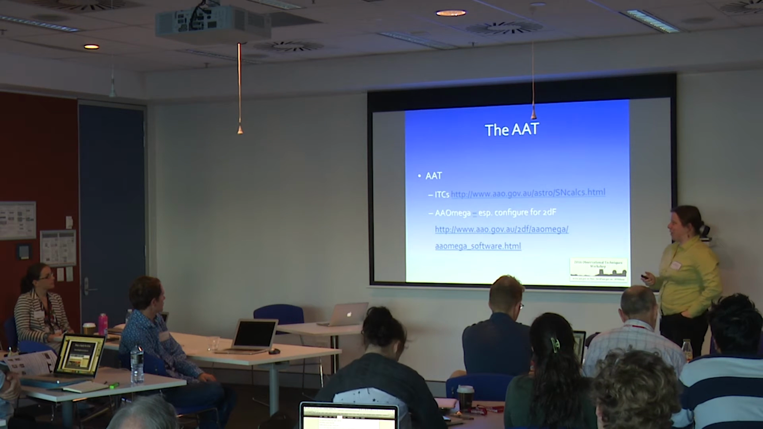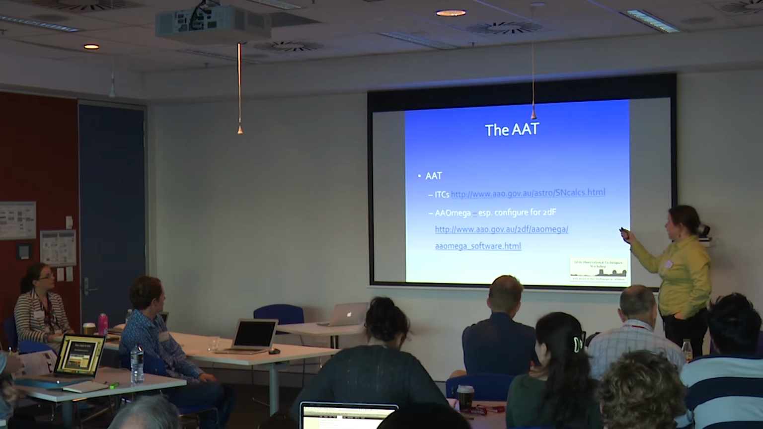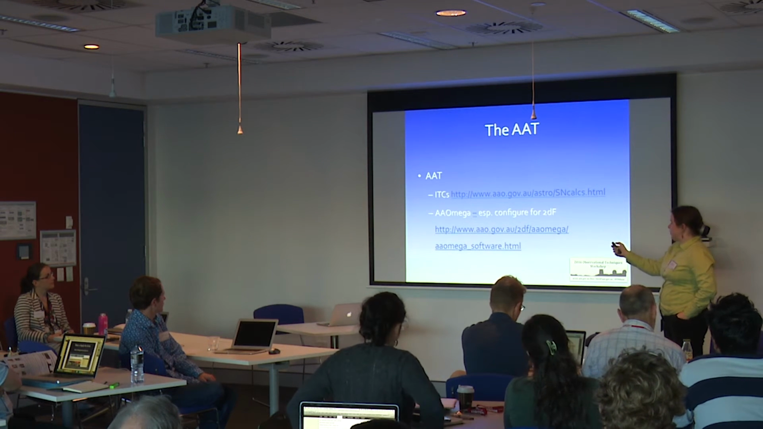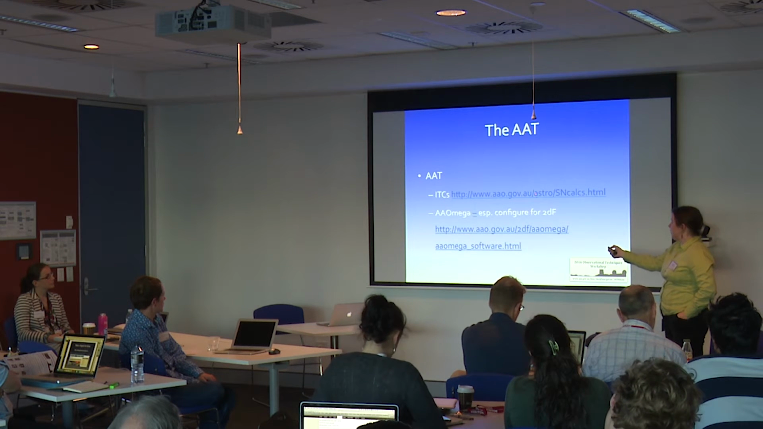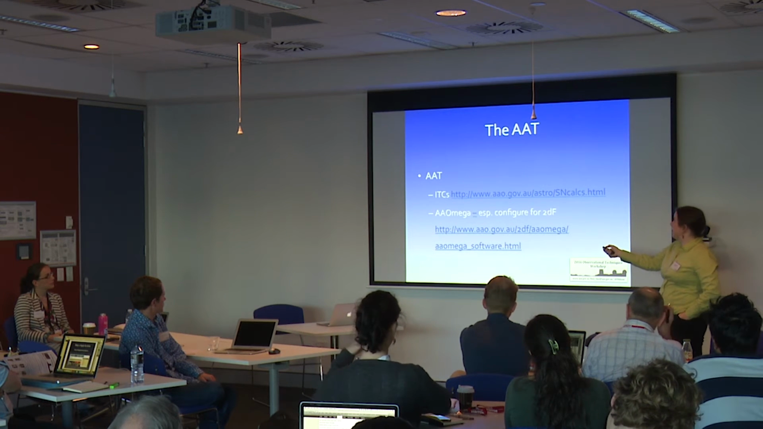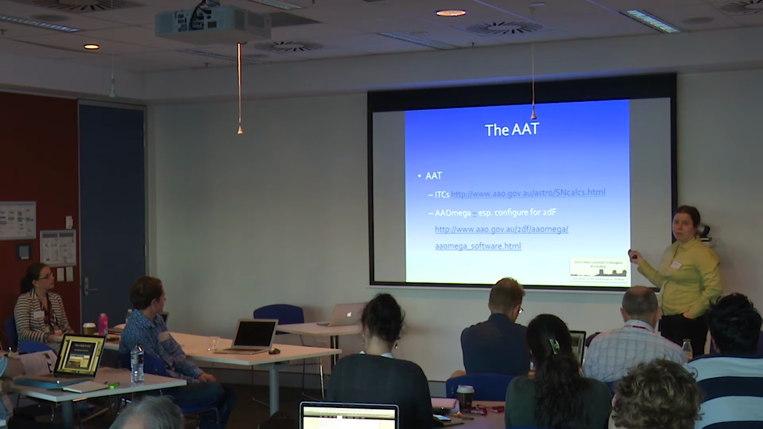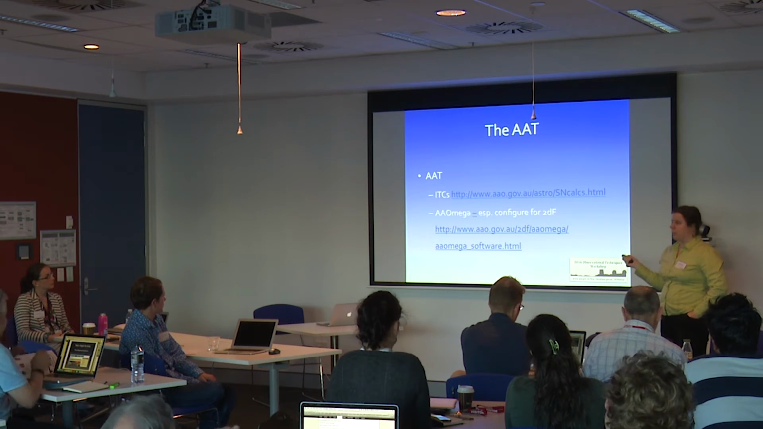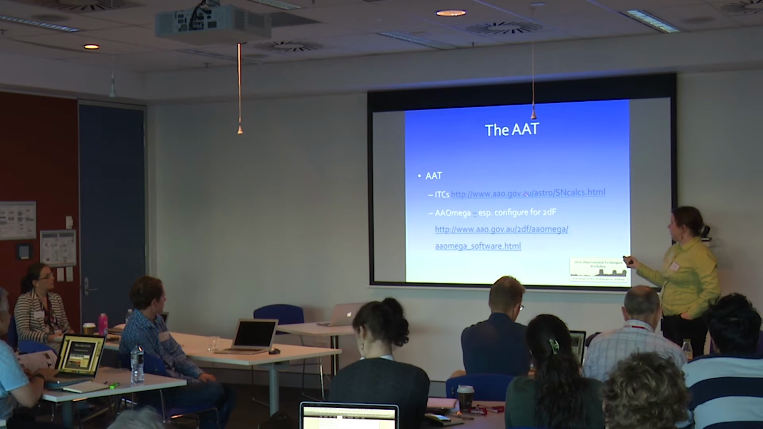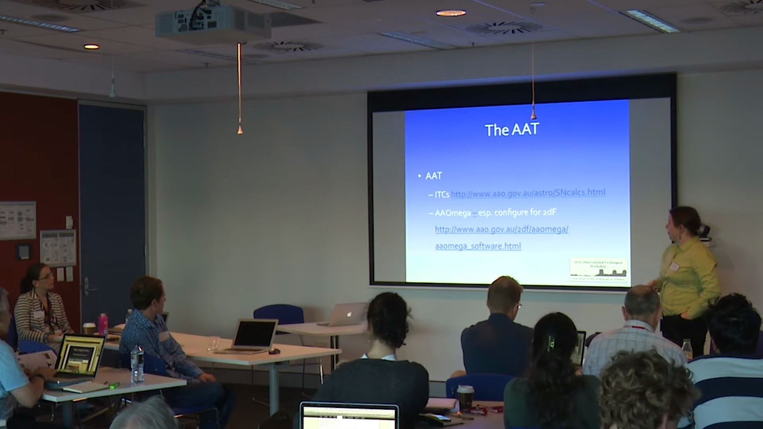Yesterday night I found out I was doing this, so it is on the AAO website. If you just go to this first part, aao.gov.au, and search for AAT signal to noise calculator, it should pop up. I think the path has just changed. I think it's not /astro anymore.